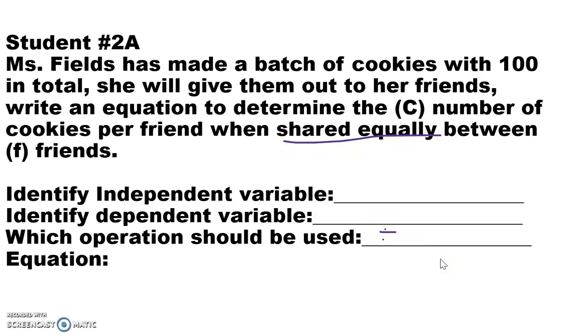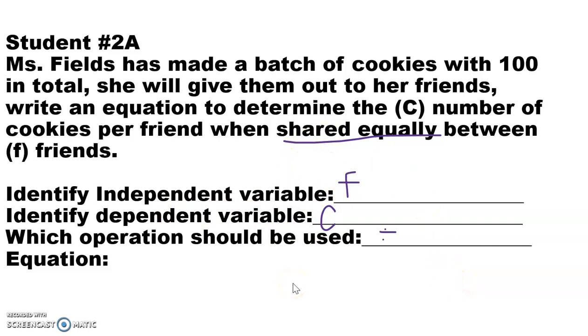When you're deciding between your independent and dependent variable, again, you want to think which one controls the other. So the number of cookies each of my friends gets, will that be dependent on how many friends I'm sharing with? Or does the number of cookies I give each friend determine how many friends I share with? I would argue that the number of cookies that I get to give each person, C, is dependent on how many people I decide to share with.